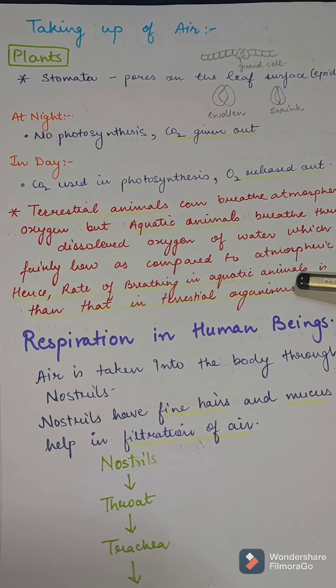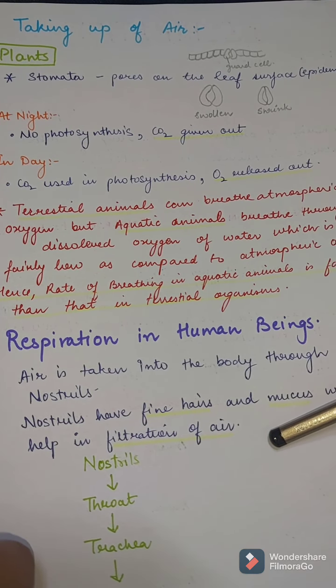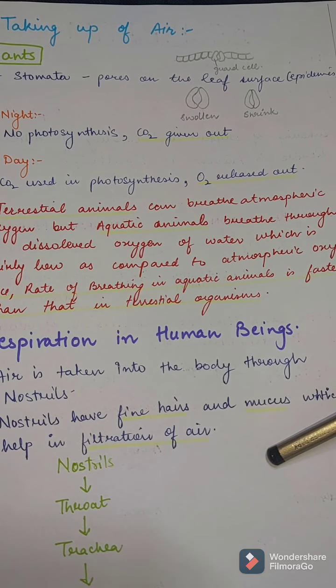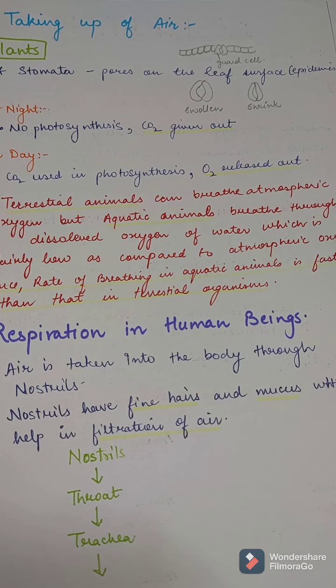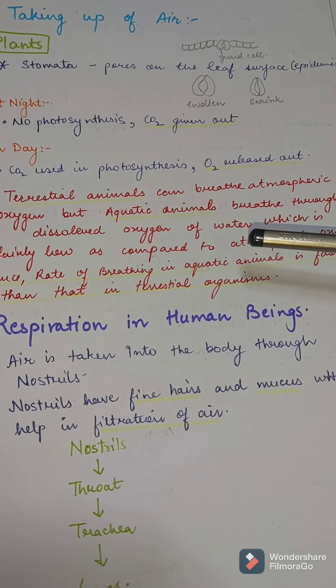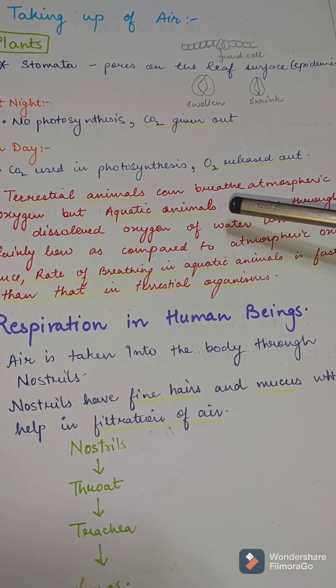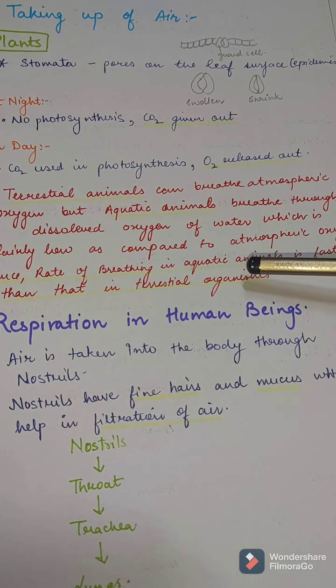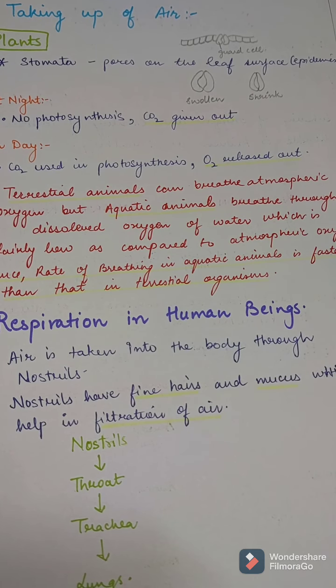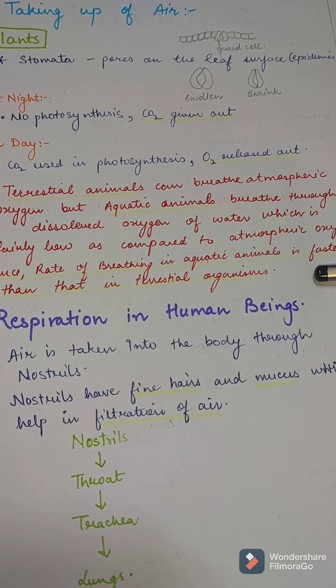Also, the rate of breathing in aquatic animals is faster than that in the terrestrial organisms. Why? In the terrestrial organisms, they can breathe the atmospheric oxygen, but the aquatic animals breathe through the dissolved oxygen. This oxygen is dissolved in the water, and this is fairly low as compared to the atmospheric oxygen. So the rate of breathing, what is breathing? Inhaling and exhaling of the air. So the rate of breathing is faster in the aquatic animals than the terrestrial organisms.